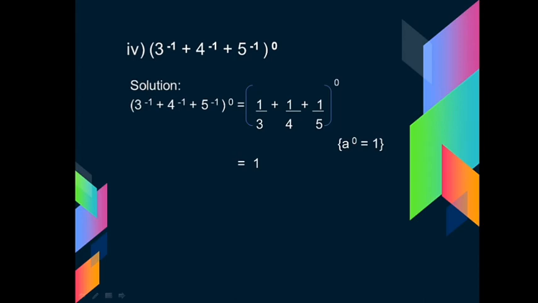Then the next, fourth question: 3 raised to the power minus 1 plus 4 raised to the power minus 1 plus 5 raised to the power minus 1, whole raised to the power 0.